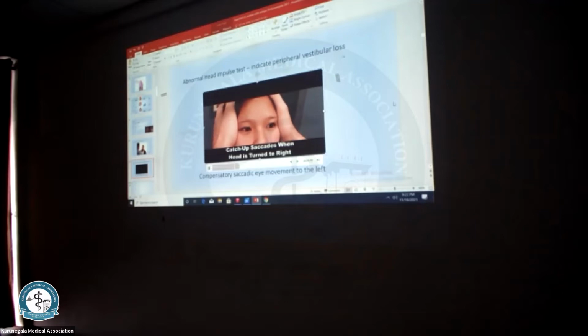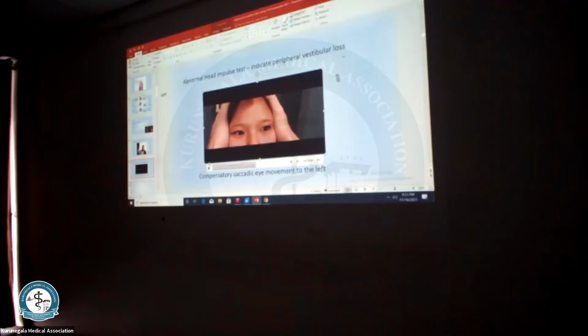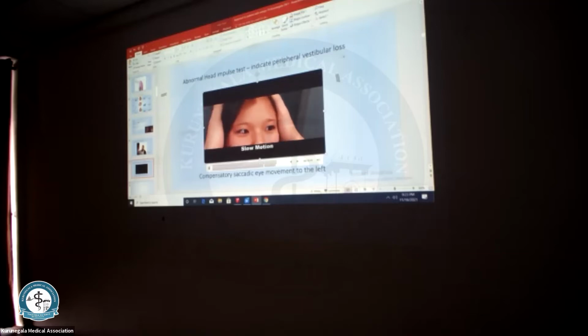Now the patient's head is shaken to the right side, then to the left, then to the right. Do you see anything? There's a little movement on the right eye. Now there's a little jerky movement on both sides, correcting the eye to come back to the central position. So that is the saccade we are looking for.